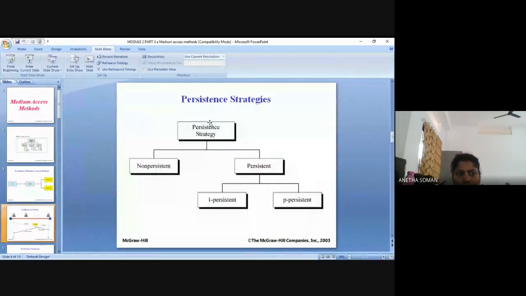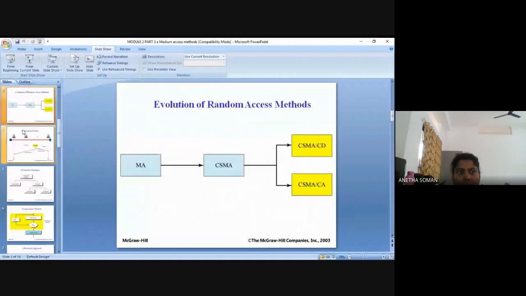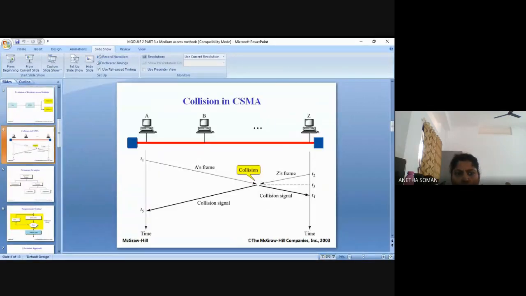Understood how the collision can happen in CSMA? Yes or no?